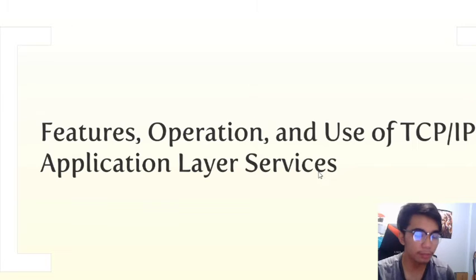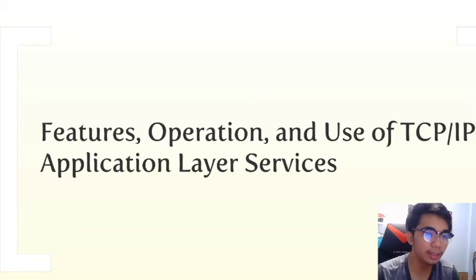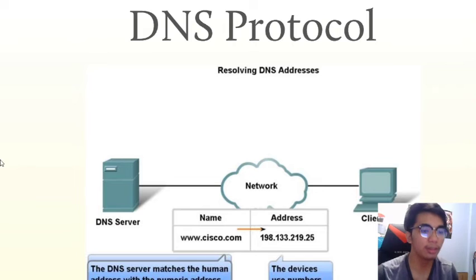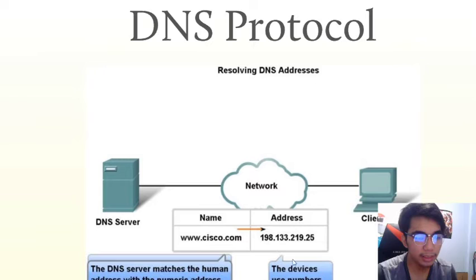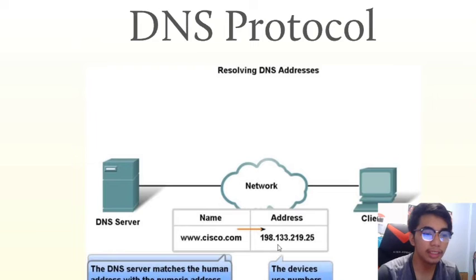Features, operation, and use of TCP/IP application layer services. The DNS protocol: as you can see here, www.cisco.com has been translated into an IP address, 198.133.219.25, and sent to the client. The DNS server matches the human-readable address with the numeric address, because devices use numbers. It just changes cisco.com into an address.